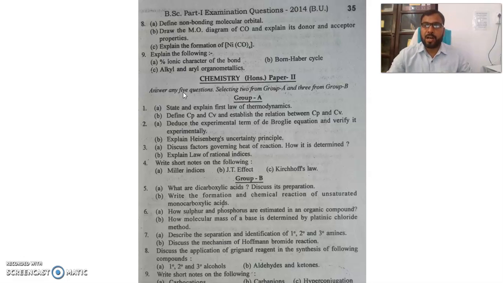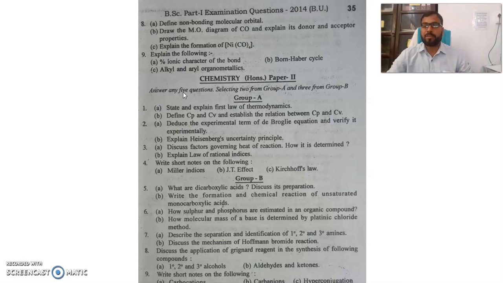The next question is how sulfur and phosphorus are estimated in an organic compound. How the molecular mass of a base is determined by the platinum chloride method, etc. Next question: describe the separation and identification of 1 degree, 2 degree and 3 degree amines. How to separate, and after separation identify which is the primary amine, secondary amine and tertiary amine.